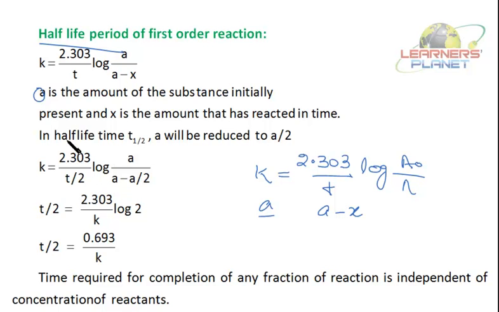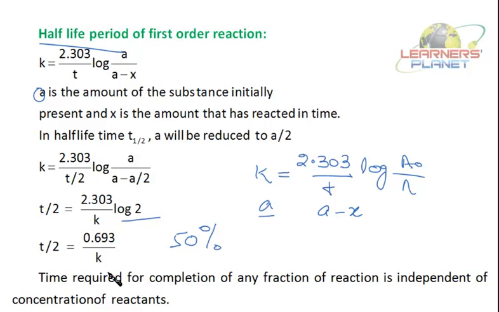So here, if I'm just putting the time as T half, the A, that is the initial concentration, will be reduced to its half. So it will be A by A minus A by 2. Just solve this, we'll be getting log 2. That is, T half is equal to 2.303 by K log 2. Now what is the value of this log 2? It is 0.693. So time required for the completion of the reaction by 50% is how much?